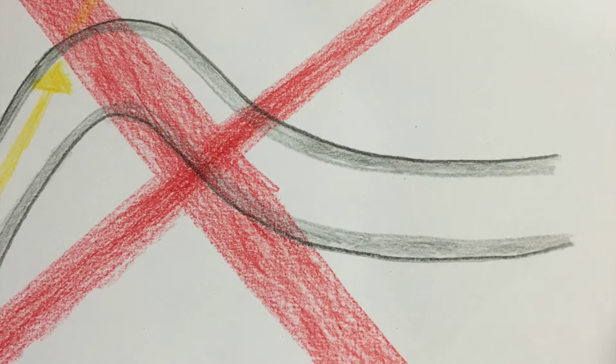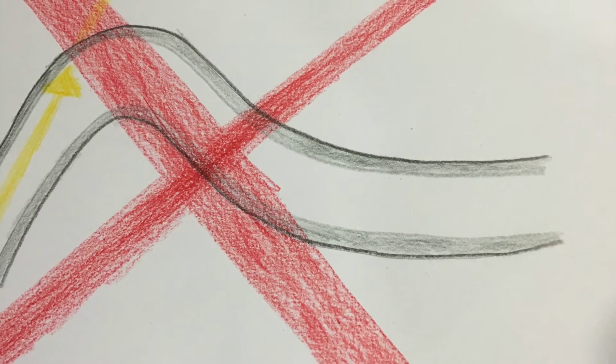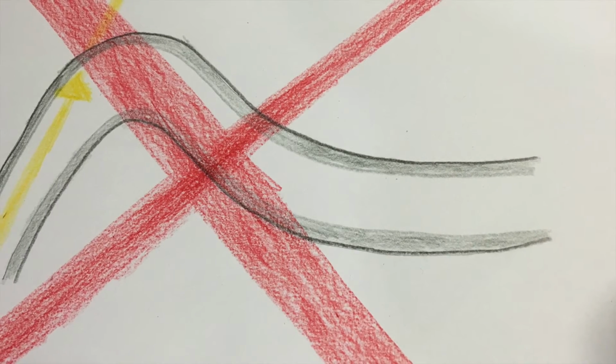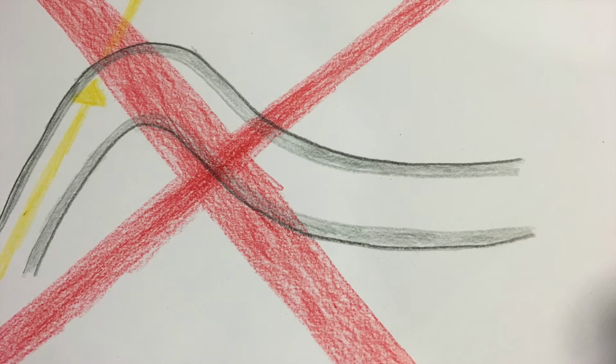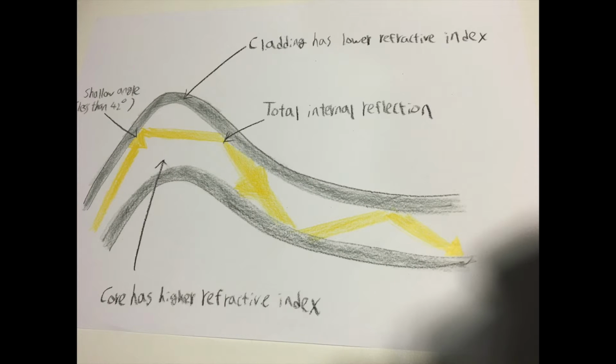However, this is not true if the angle at which the light is hitting the glass is less than 42 degrees. When that happens, the light is reflected, the glass acting as a mirror. This is the main phenomenon behind the transport of information in a fiber optic cable, called total internal reflection.